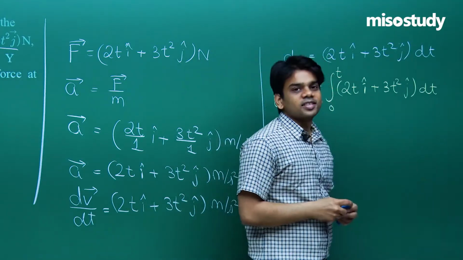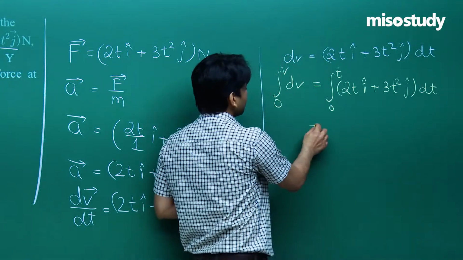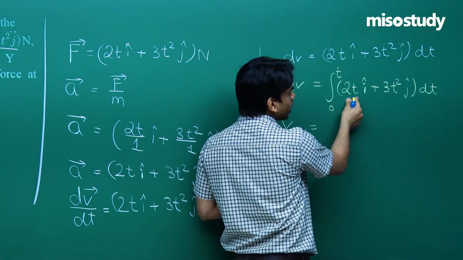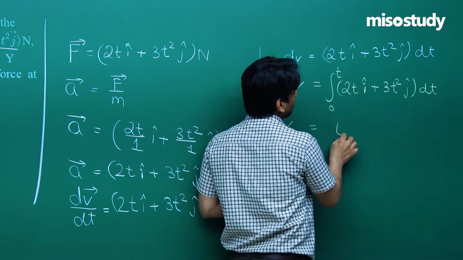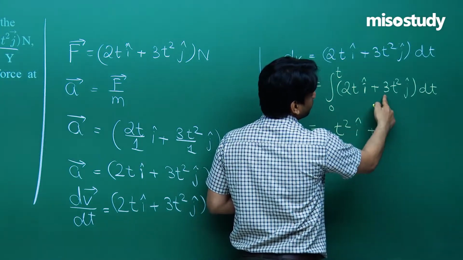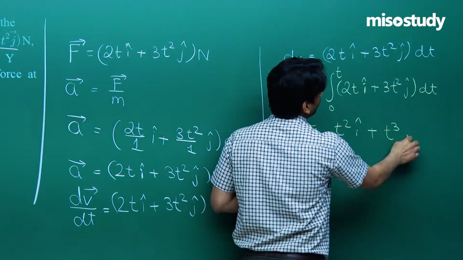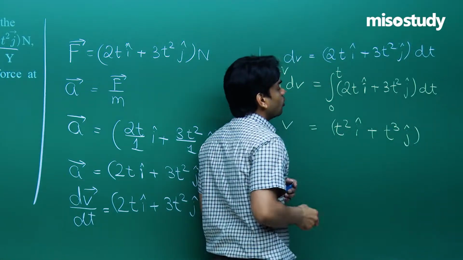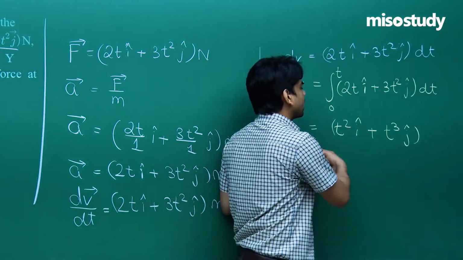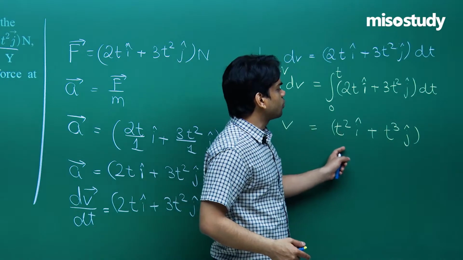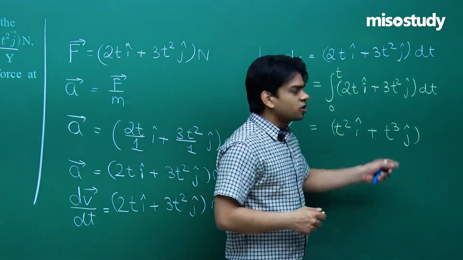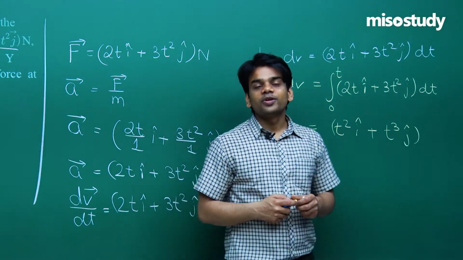Just integrate this function. You will be obtaining v, and this will be t square by 2, the 2 will cancel out, giving t square i cap, and this will be t cube by 3, so 3 and 3 cancel out, giving plus t cube j cap. This is the value of v. I'm not putting the limits because here you have 0, so this will be the only function related to time for the velocity.